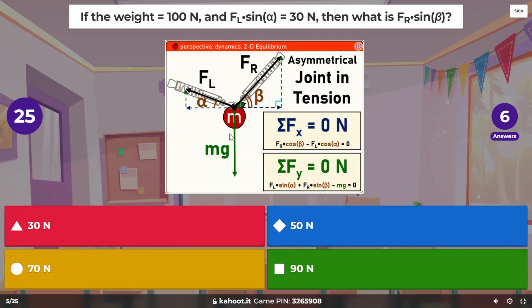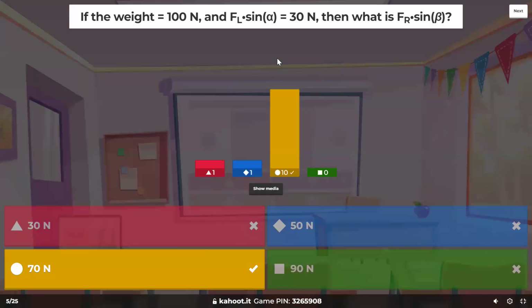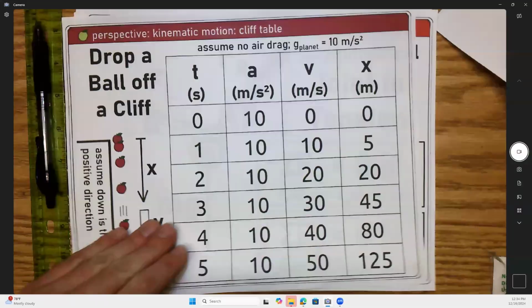So 100 newtons pulls straight down. 30 newtons is this little bit right here. What is this big guy on the right side? You see the principle is that the forces have to zero out. So it's 100 down, got 30 up here. So what's going to balance it out on the other side on the right? Yeah, 70.